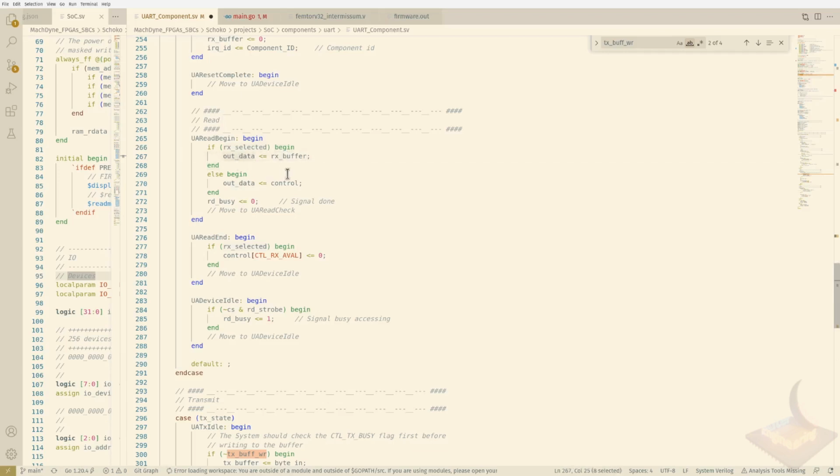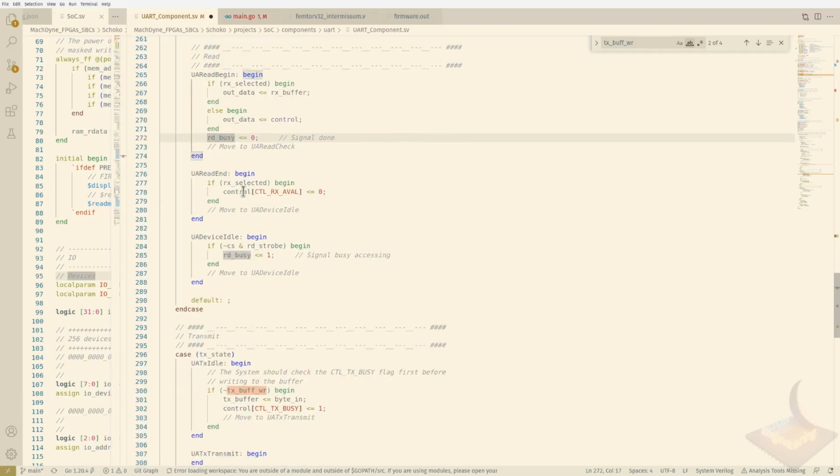Now the SoC can actually see that data and read it. And of course, we've set our busy flag to none. It's immediately and instantaneously 0, and it stays that way. Then we come over here to the end. We look to see if we're still in selected, and we clear that received RX value.